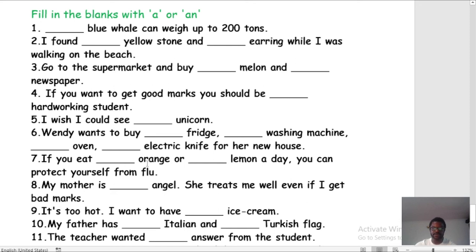If you eat orange a day, you can protect yourself from flu. My mother treats me well even if I get bad marks. It's too hot. I want to have ice cream. My father has Italian and Turkish flag. The teacher wanted answer for the students. So you're going to take care of this one as well.